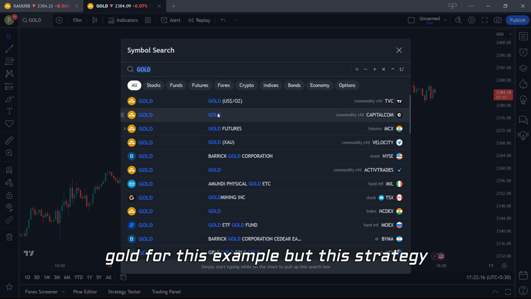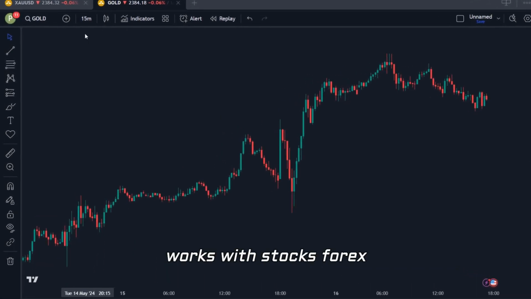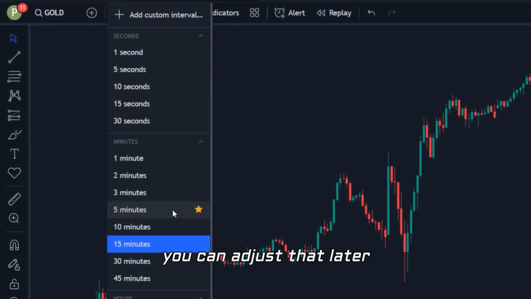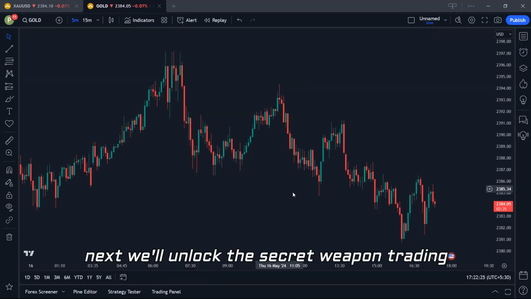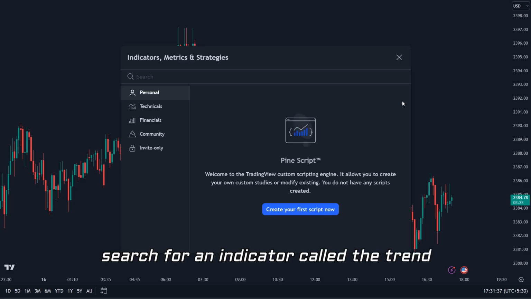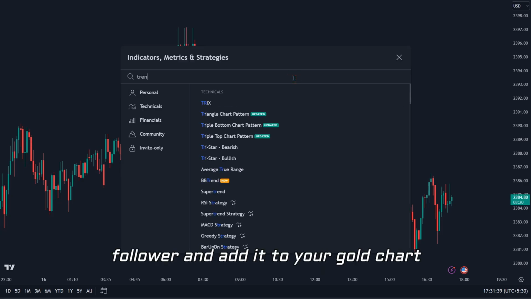Let's use gold for this example, but this strategy works with stocks, forex. Set the time frame to 5 minutes, although you can adjust that later. Next, we'll unlock the secret weapon, Tradingview's indicator library. Search for an indicator called the trend follower and add it to your gold chart.